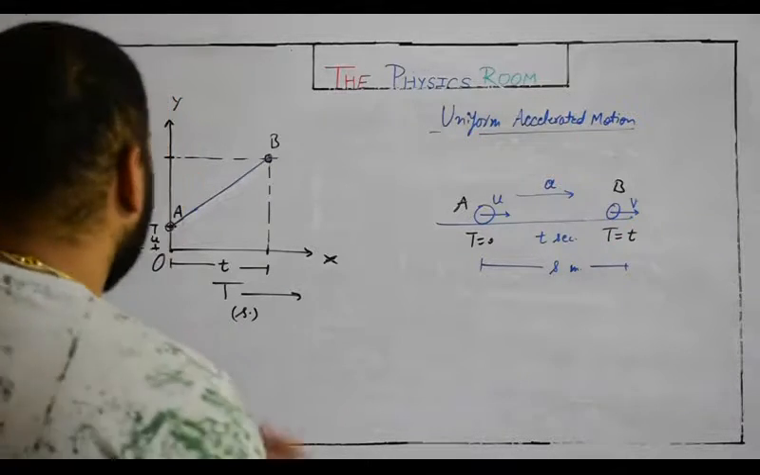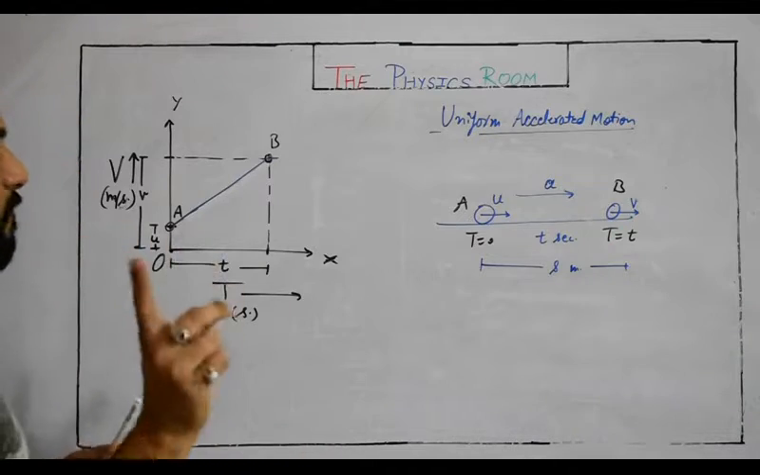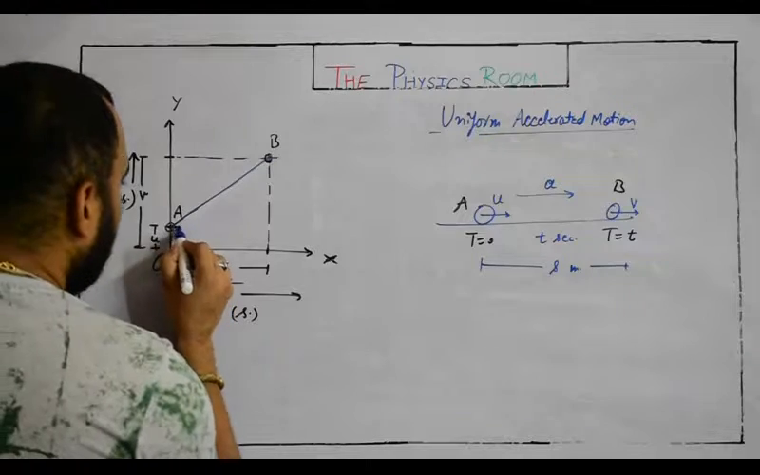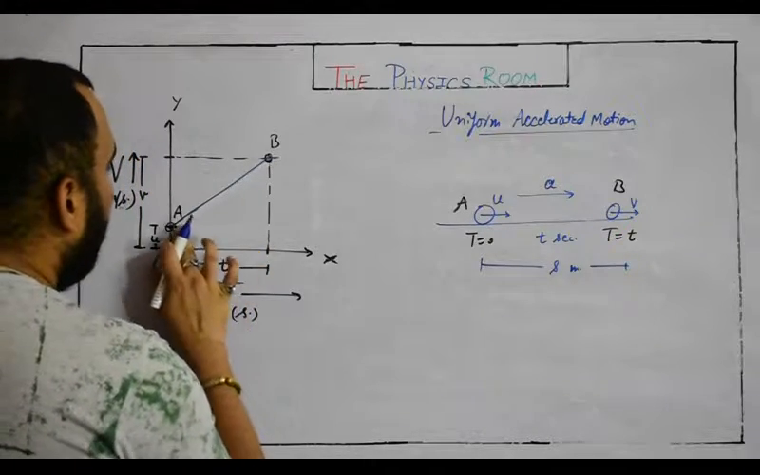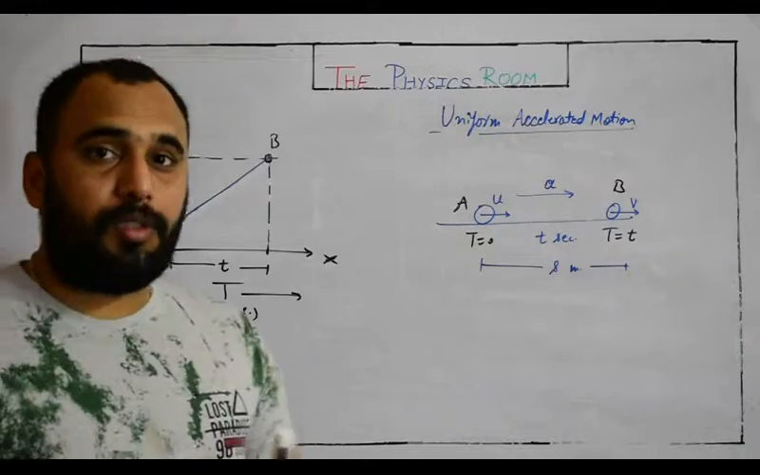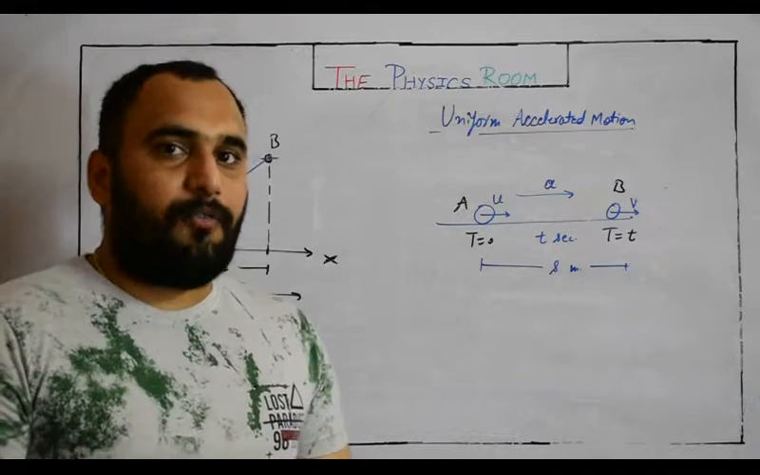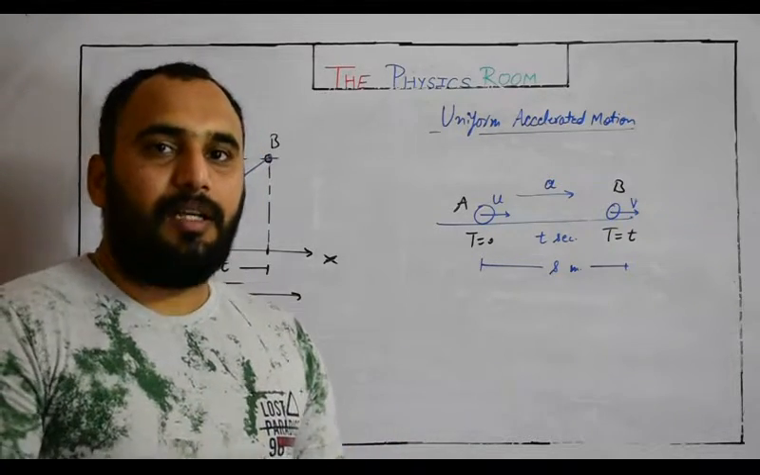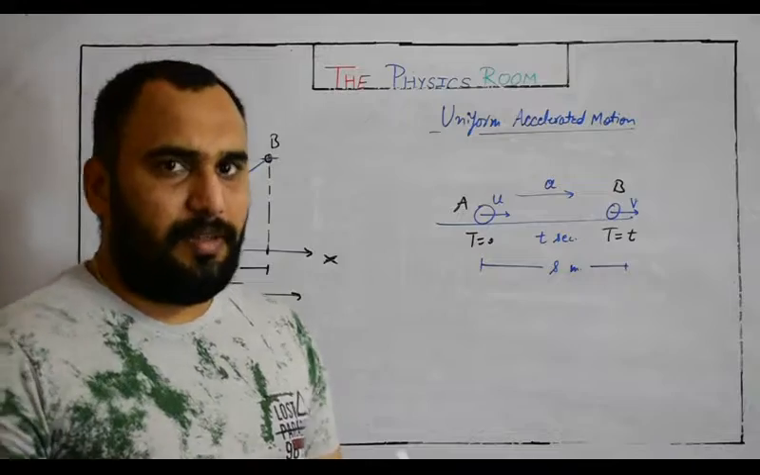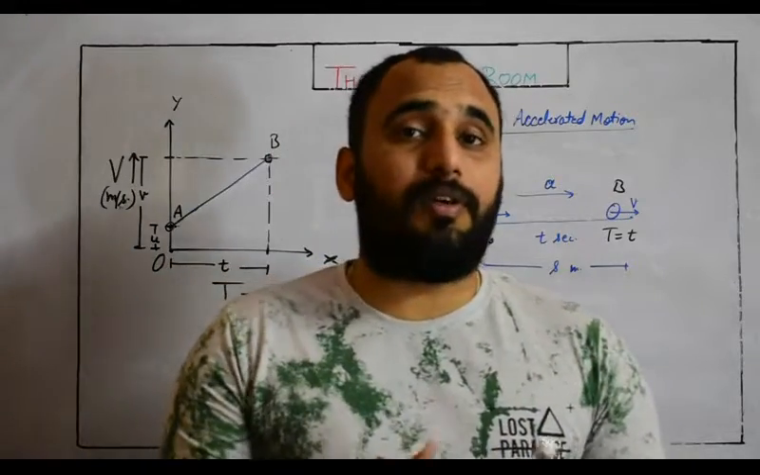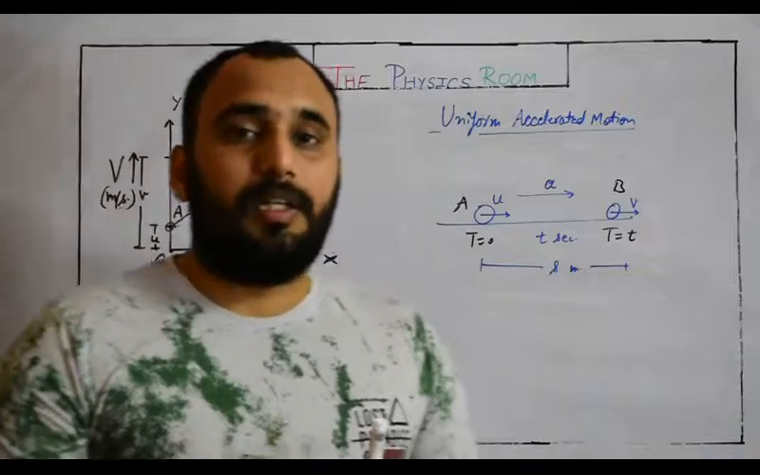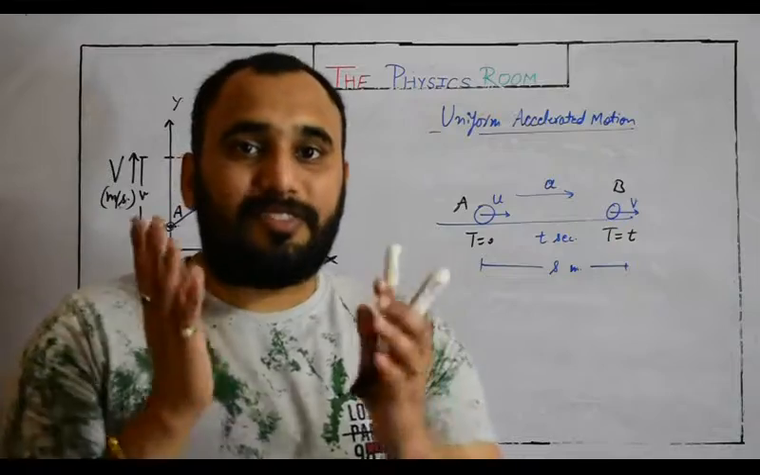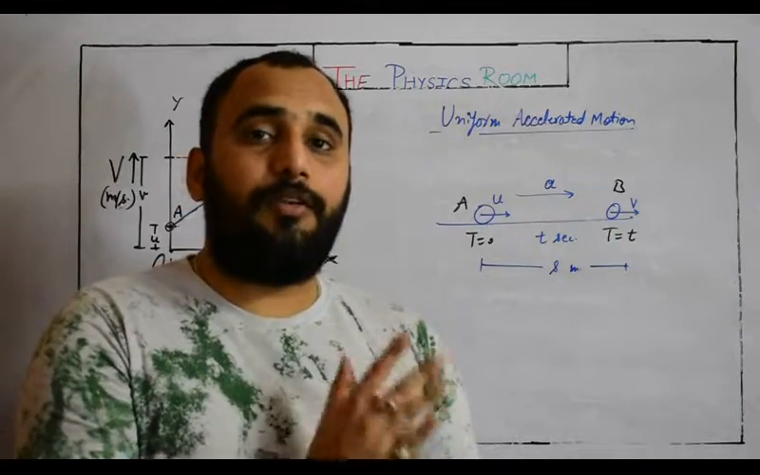We are going to use this graph to find the relation between u, v, a, t and s. First, we need to find the relation for the first equation of motion, which is v equals u plus at. Now keep this in mind: which relation in the VT graph provides a relation between acceleration and velocity? We know it very well. In a VT graph, the slope of the graph gives you the value of acceleration. Please, you can check your notes even. We have discussed it already that the slope of the VT graph gives you the value of acceleration.